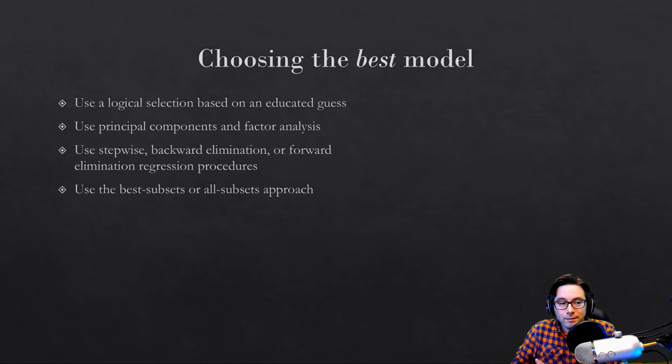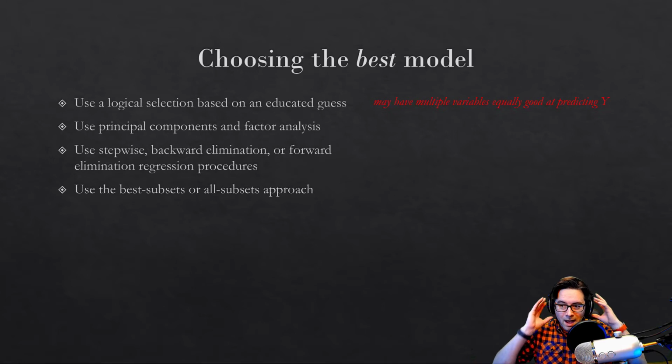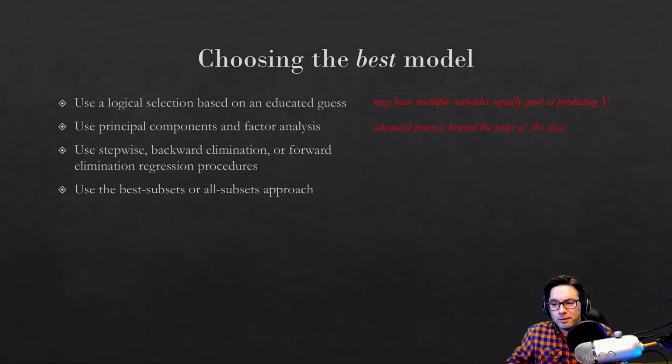Okay. So anyways, when we're choosing these best models, there's a few different ways that we could do it. And they're listed in the text. Like the first one, use logical selection based on educated guess. You've been in this class long enough. We're not going to do that. We can do better than that. We have such a powerful software. We gotta use it, right? So anyways, use principal components and factors analysis. That's a little beyond this class, so we won't be doing that either.